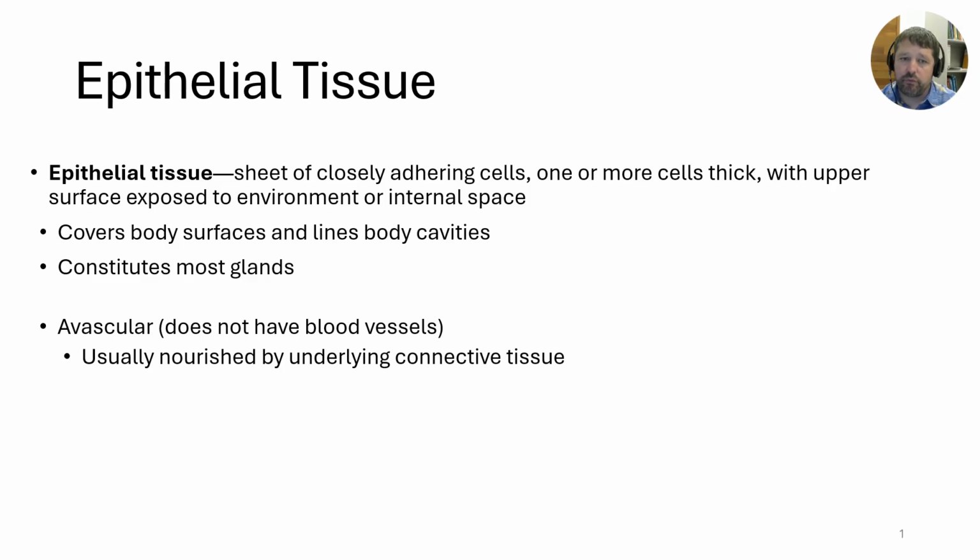Avascular, so there's not blood flow to it directly. Okay, it's still getting its nutrients, it's getting its nourishment from the underlying connective tissue. So this is where that association between two tissue types is very, very important.